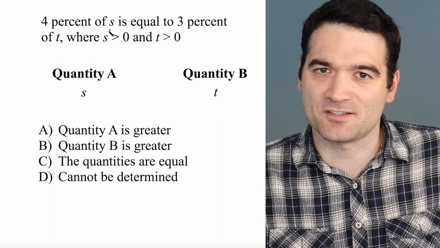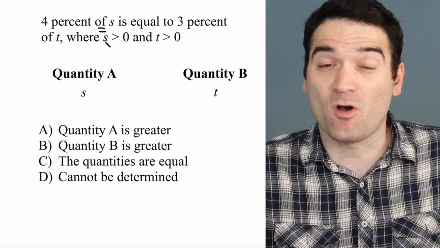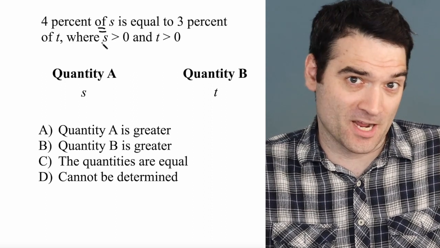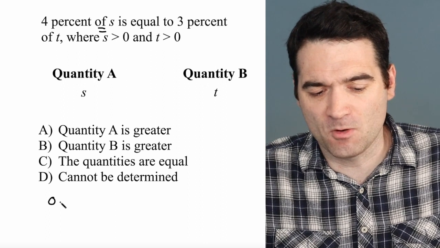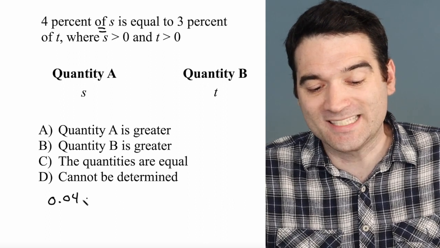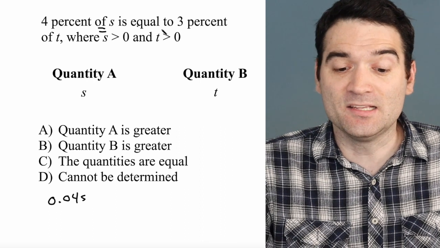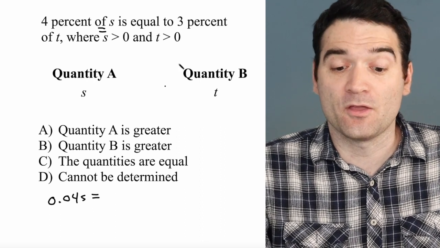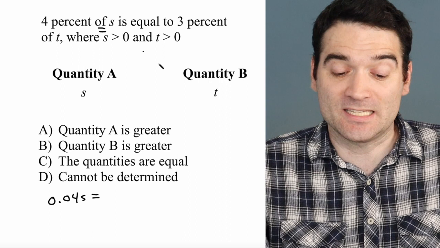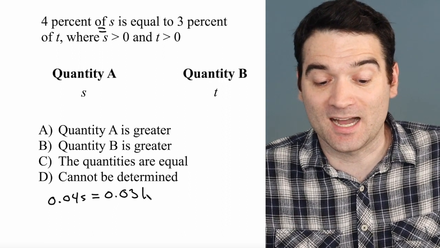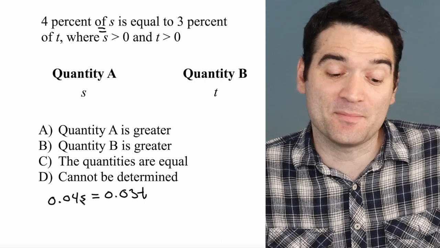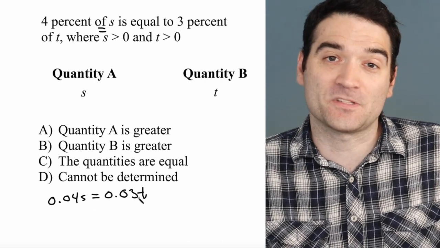4% of S. Remember that the word "of" in math almost always means multiplication, or times. So 4% of S, we could call that 0.04 times S, is equal to 3% of T, or 0.03 times T. And our job is to figure out what's greater, S or T.